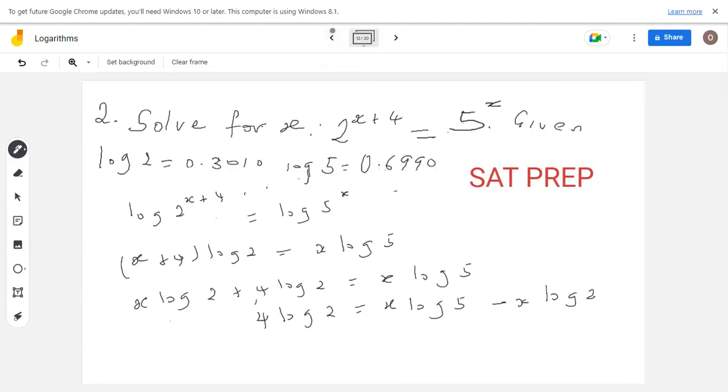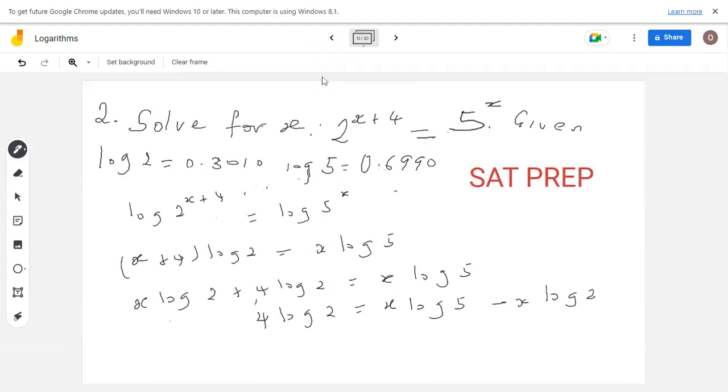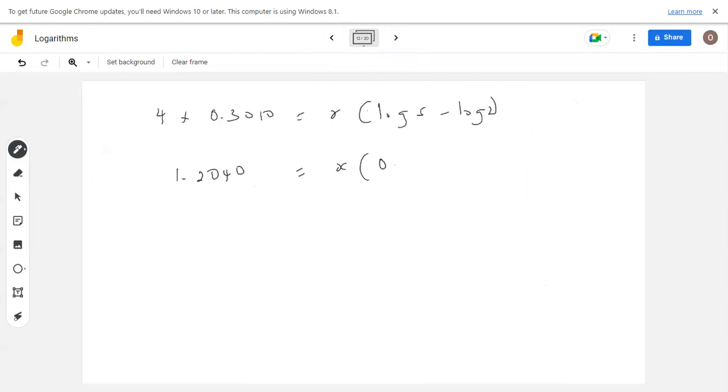Then from the last slide we have log 5. Now you factorize s out into log 5 minus log 2, and this will give you 4 times 0.3010, which is 1.2040, equal to s into log 5, as we are given in the question, 0.6990, minus log 2, which is 0.3010.